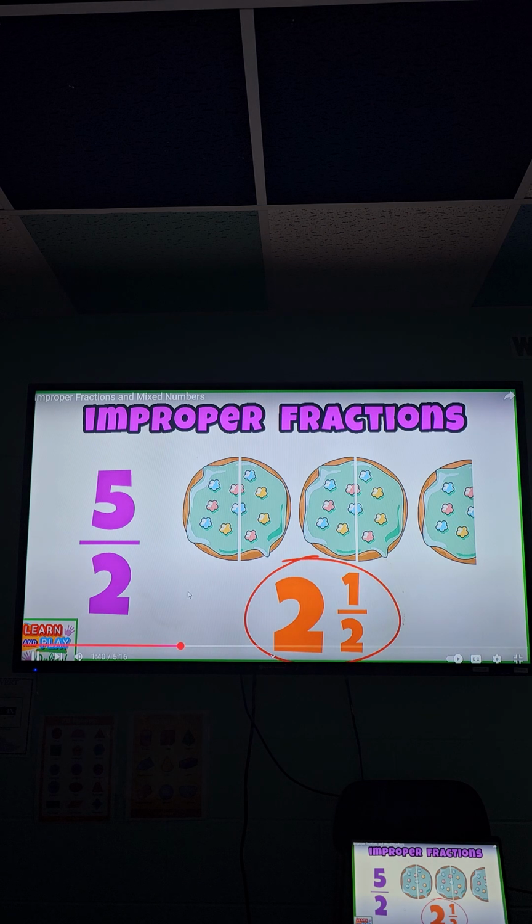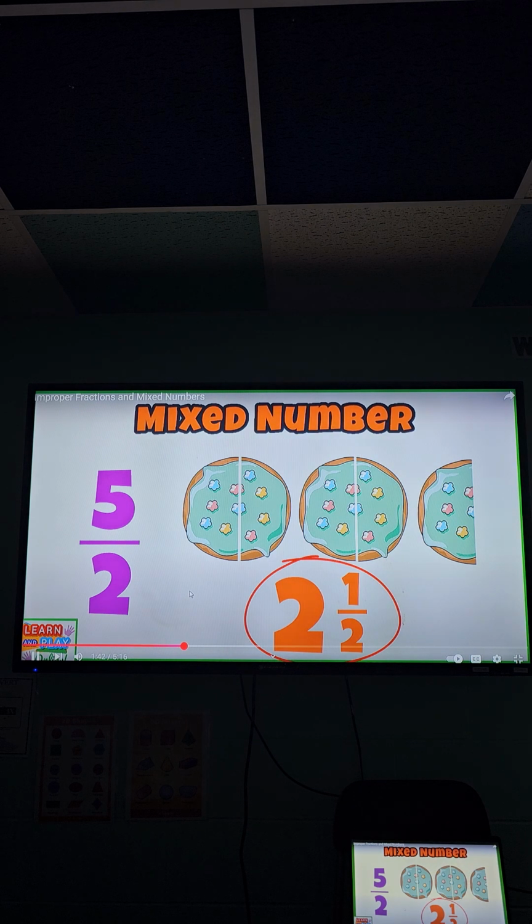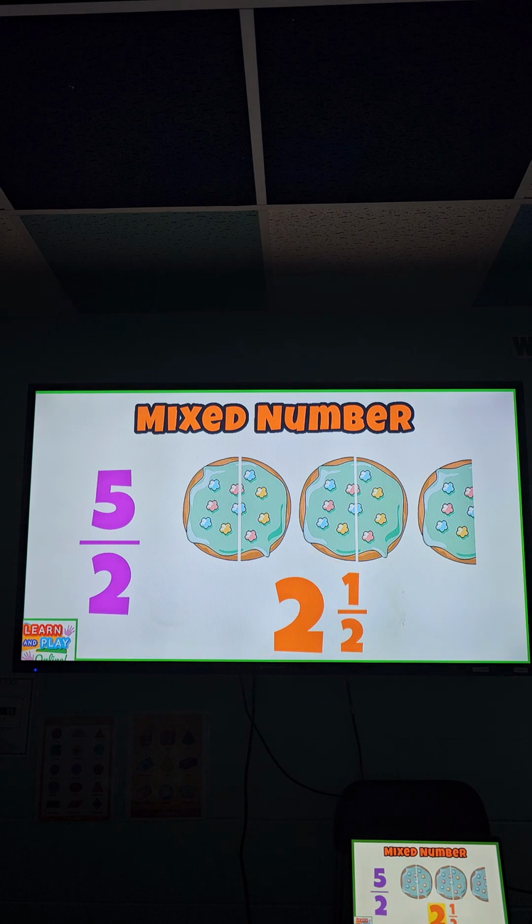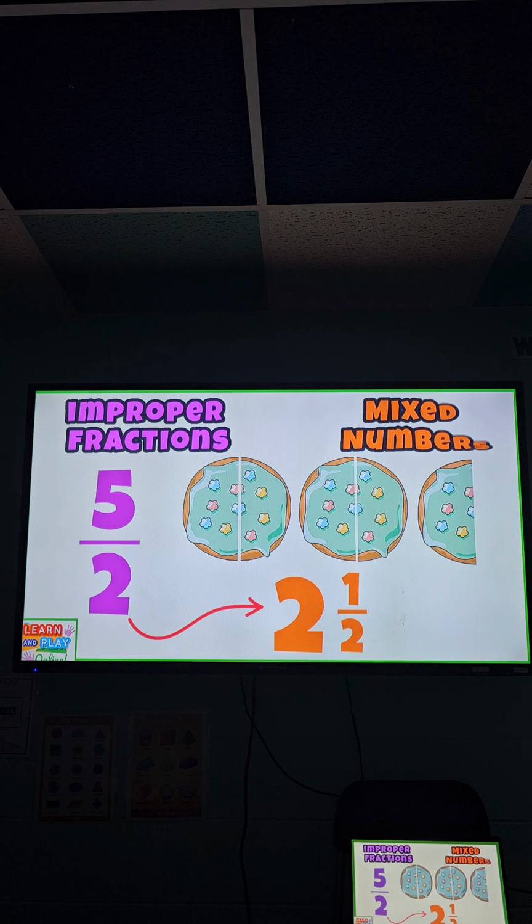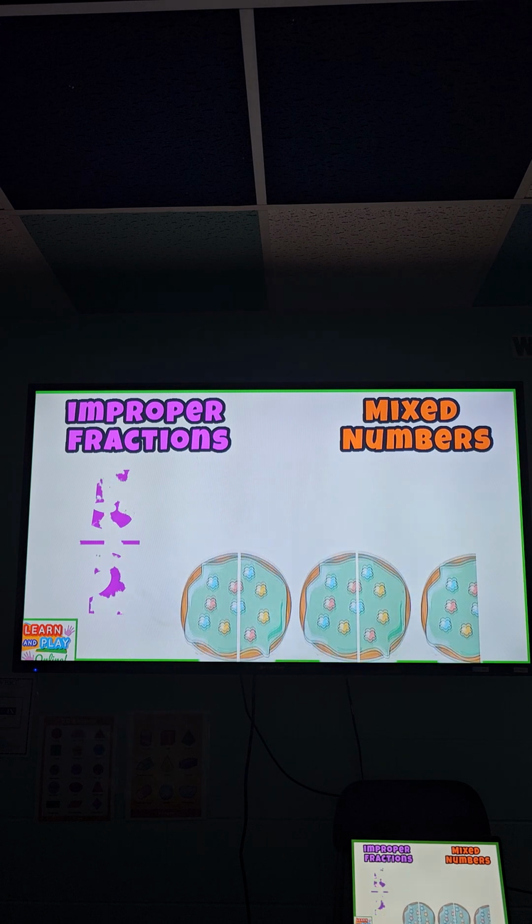This number right here that we just created is what we call a mixed number. A mixed number is a combination of a whole number and a fraction. Also, from this example, you can see that 5 halves is the same as 2.5. Let's explore improper fractions and mixed numbers further with another example.